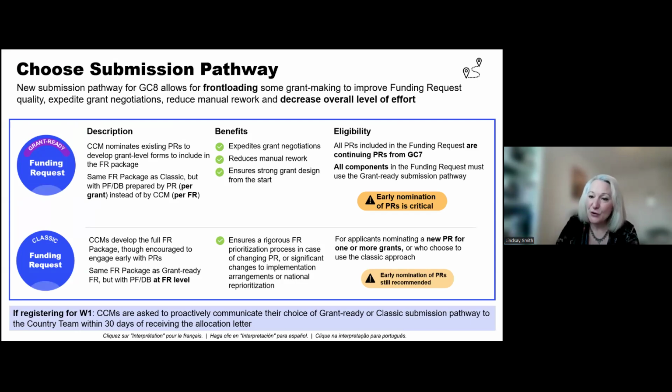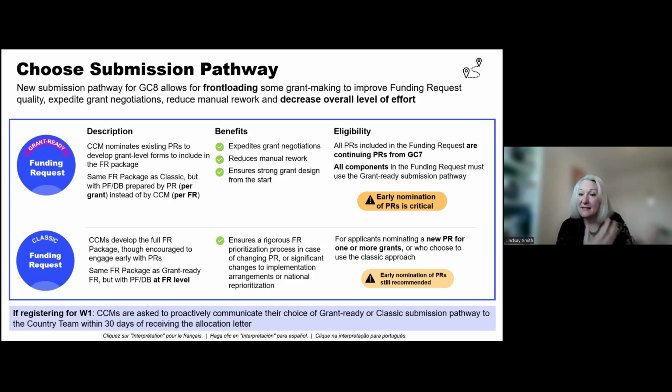My colleague David will talk you through this in just a moment. But what is different for Grant Cycle 8 is that we are allowing CCMs to consider whether or not they want to nominate their PRs early and then request that the principal recipients develop the grant level performance framework and detailed budget and include those with the funding request submission package instead of a funding request performance framework and detailed budget. So the classic option is still available.